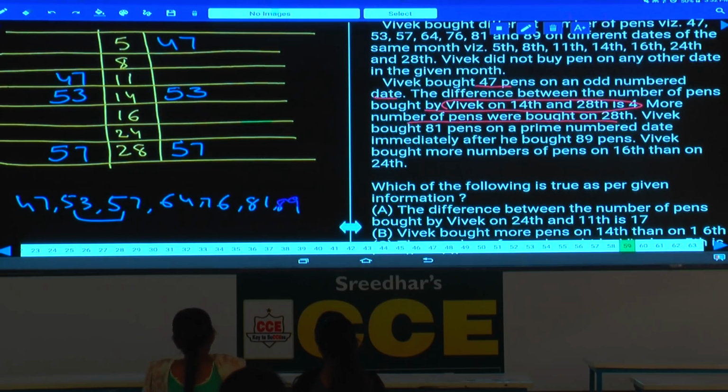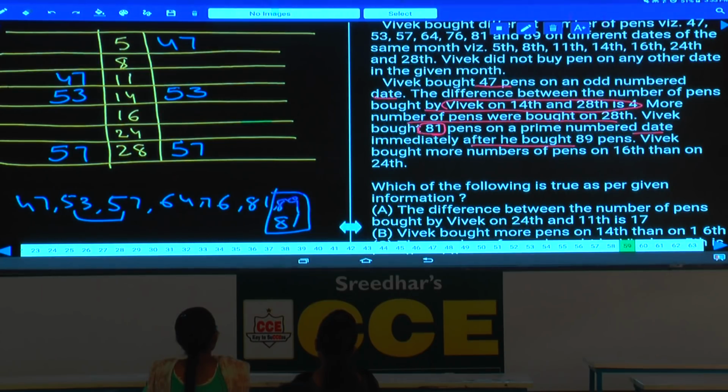Next one, Vivek bought 81 pens on a prime number date. What are the prime numbers here? 5 and 11. Out of these, 81 on a prime number date, and immediately after that he bought 89 pens. That means 89 and 81 must be together, and 89 must come right after 81. 81 must be on a prime number date.